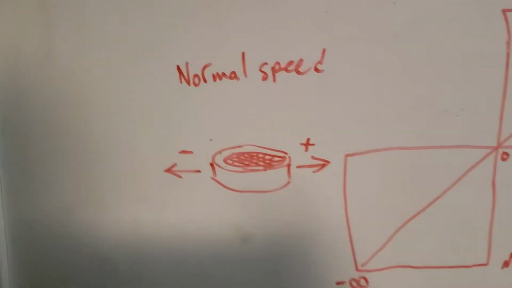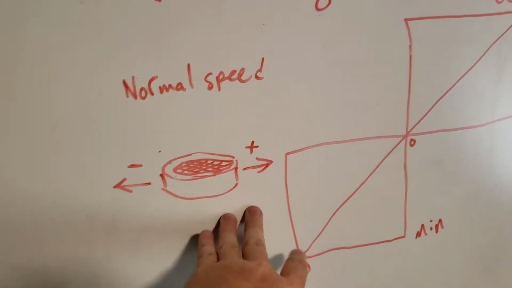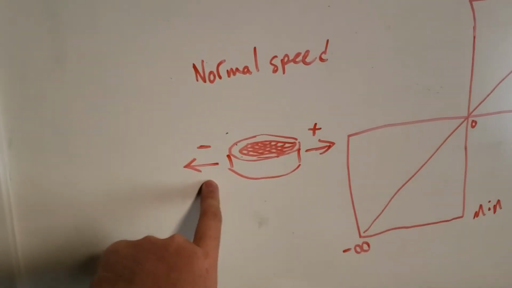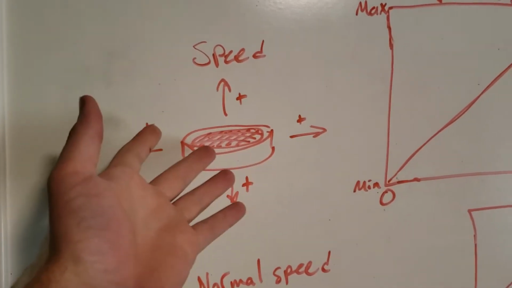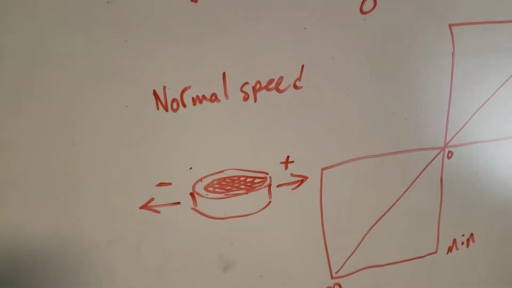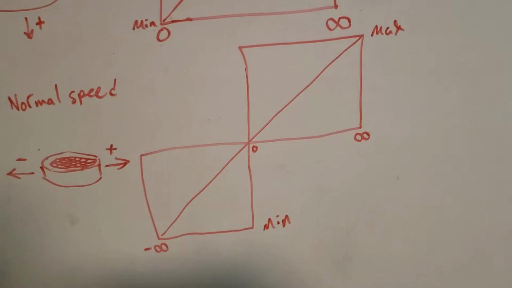Now we come to the normal speed sensor, the special child. Special child here has one direction it can go in, and that means either a positive or a negative value. Unlike this one here, which can only give you 0 or positive value, this one can give you negative value. And it looks something like this.